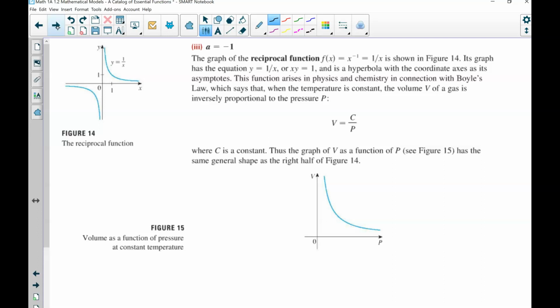This function arises in physics and chemistry in connection with Boyle's law, which says that when temperature is constant, the volume V of a gas is inversely proportional to the pressure P. So V is equal to C over P, and you will see that if you're taking physics. C is the constant. Now, the graph of V as a function of P, which you can see in figure 15, has the same general shape as the right half of the original graph in figure 14.